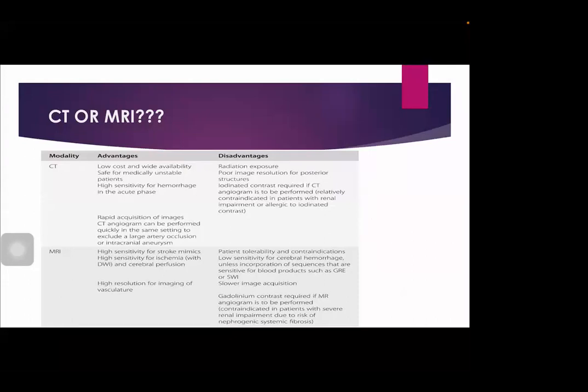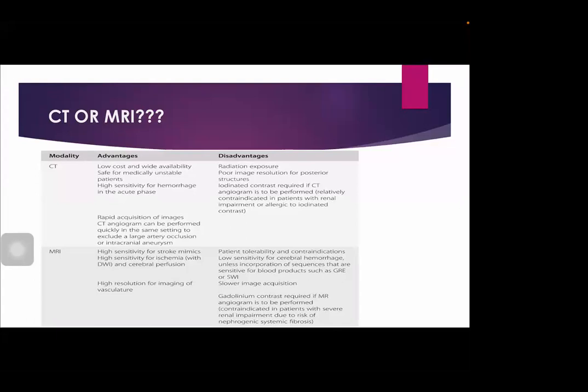So for imaging of acute stroke, CT or MRI? The answer is both of them have advantages and disadvantages. CT has the advantage of being available, low cost, safe, relatively rapid, and of high sensitivity for detecting hemorrhage. It has the disadvantage of using radiation, poor image resolution for the posterior fossa, and sometimes administration of iodinated contrast media could be fatal in a patient with chronic renal impairment.